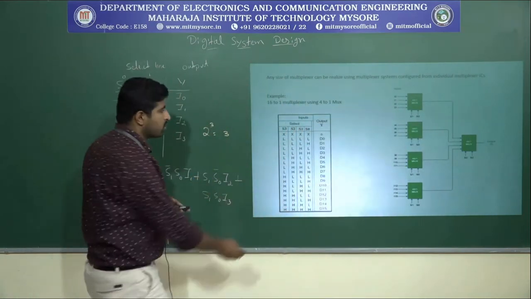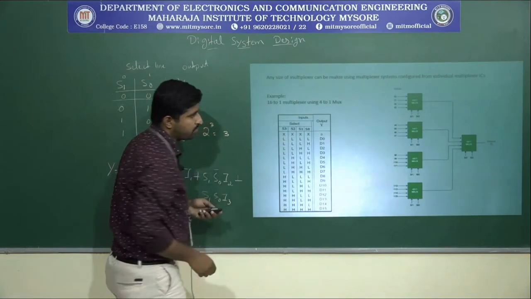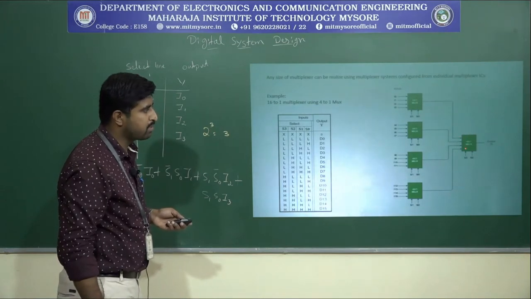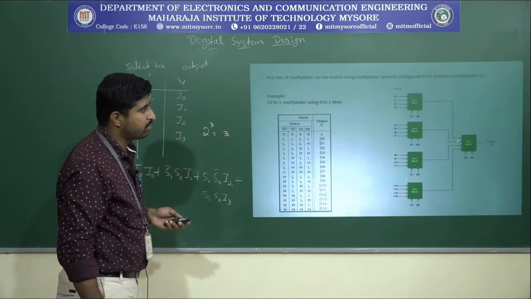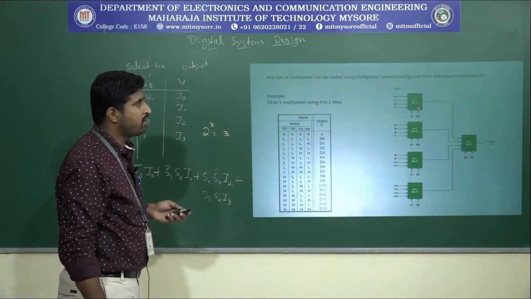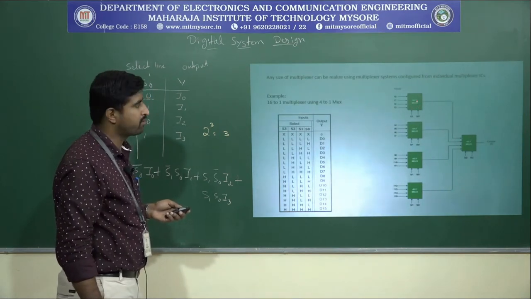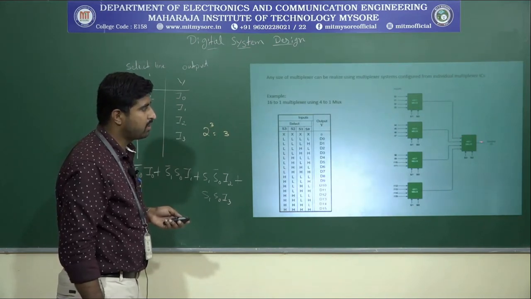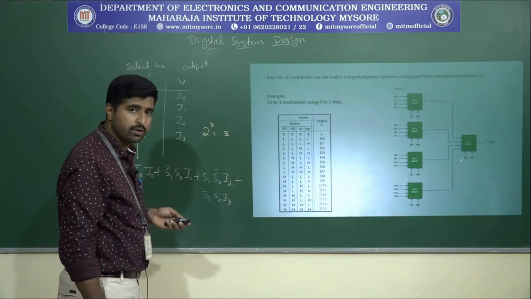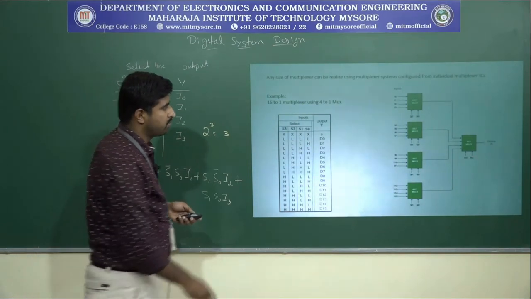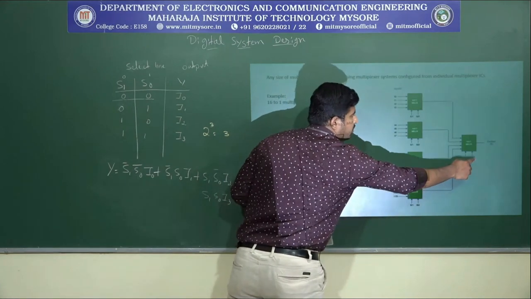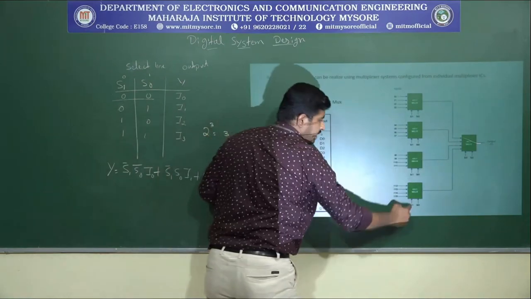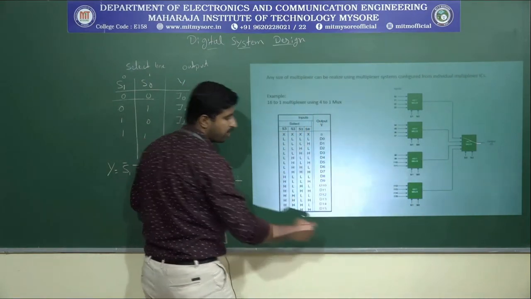Let's analyze. When S3 and S2 are 0, 0, then this MUX output will be connected to the first input. The first output of the first MUX is connected to the final MUX's first input, and this will be enabled when S3 and S2 are 0, 0. So when these two are 0, 0, this will be connected to the output.